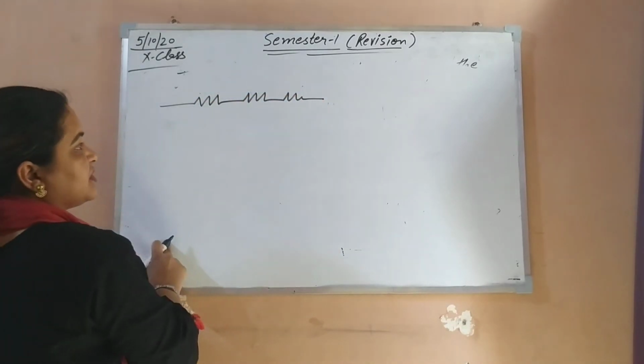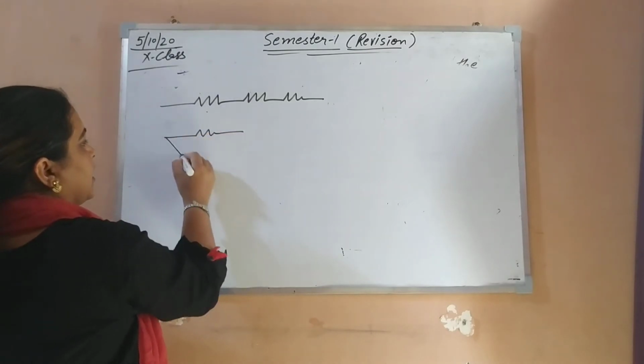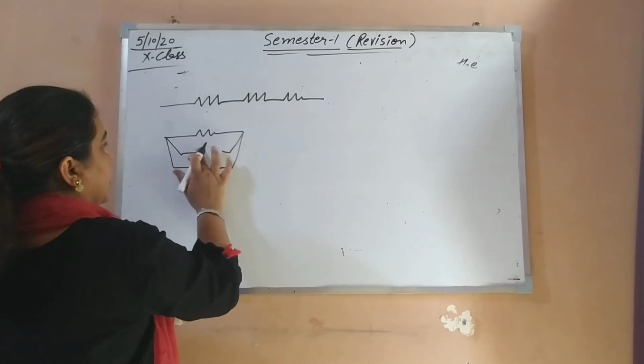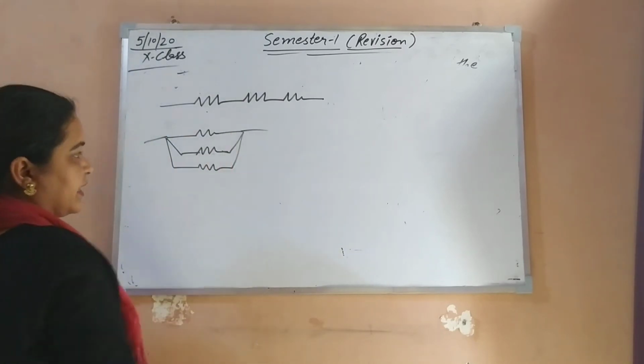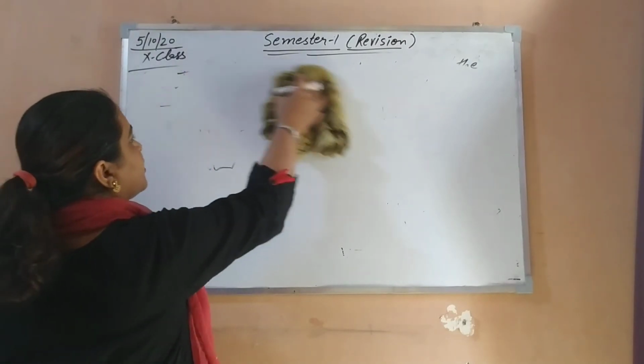So we have R1, R2, R3 in series combination, and when they are joined like this in a circuit, they are in parallel combination. In any circuit, when we connect them, that is what we have to see in the circuit. You can get a combined circuit also.